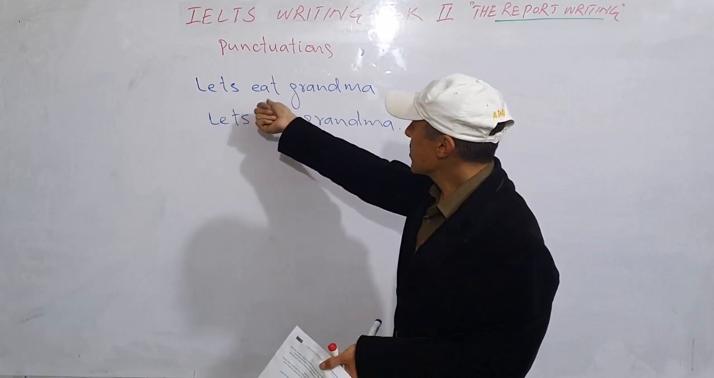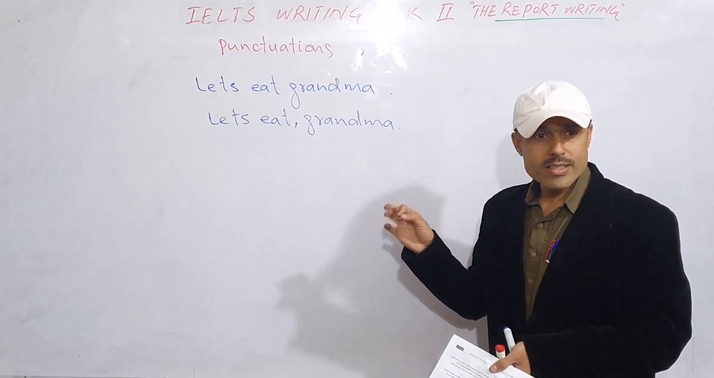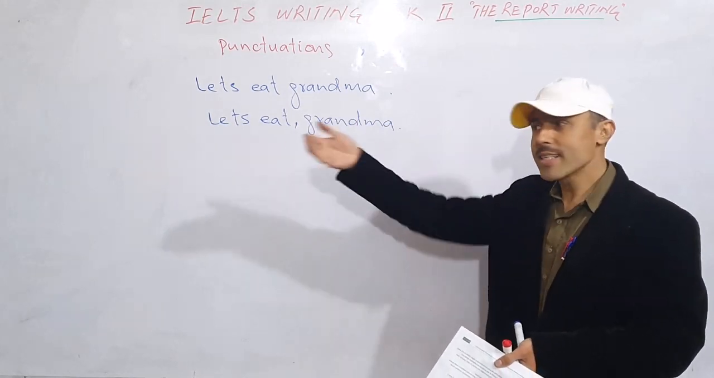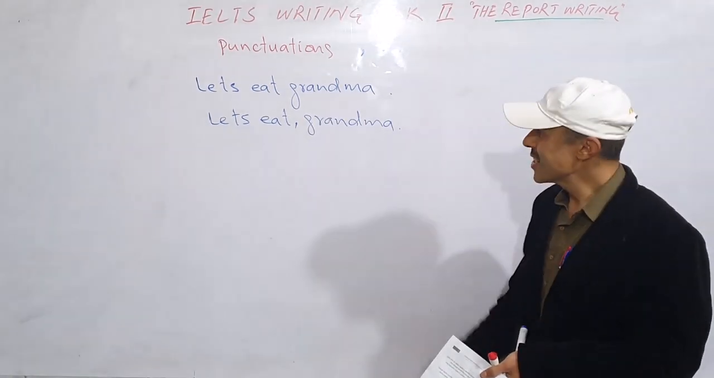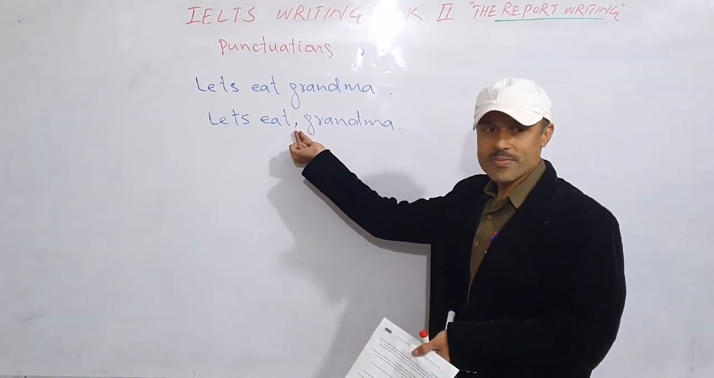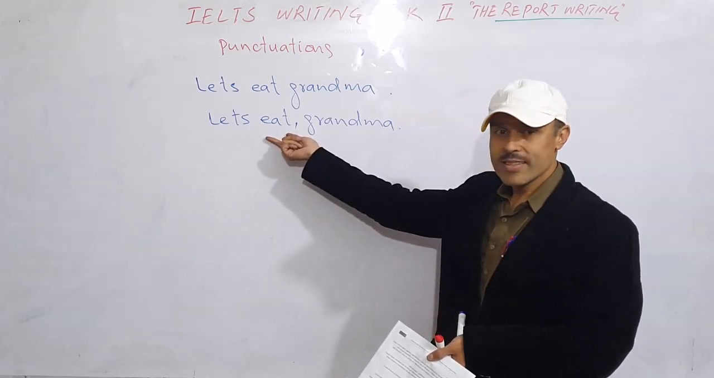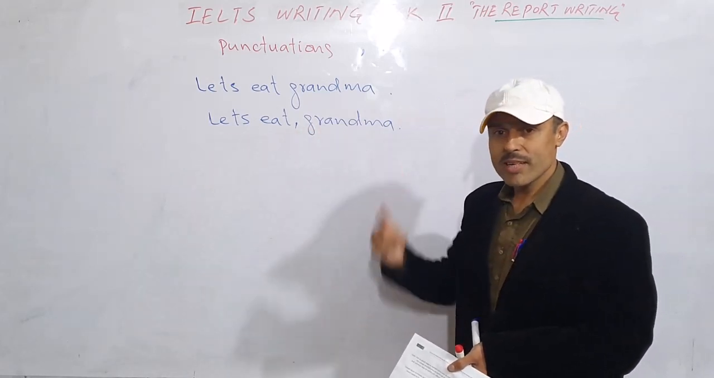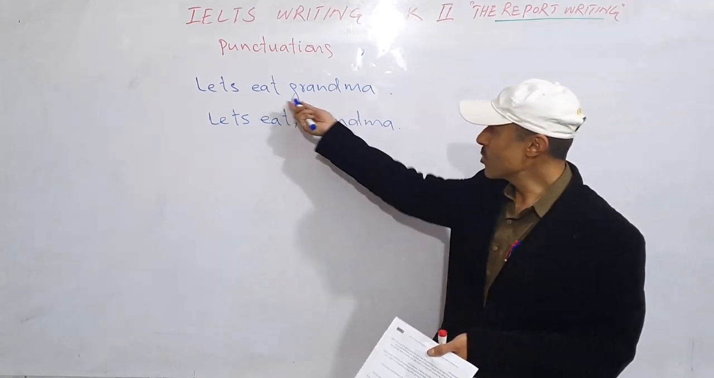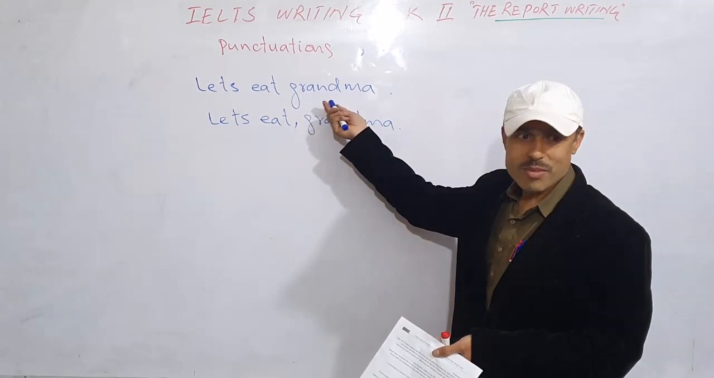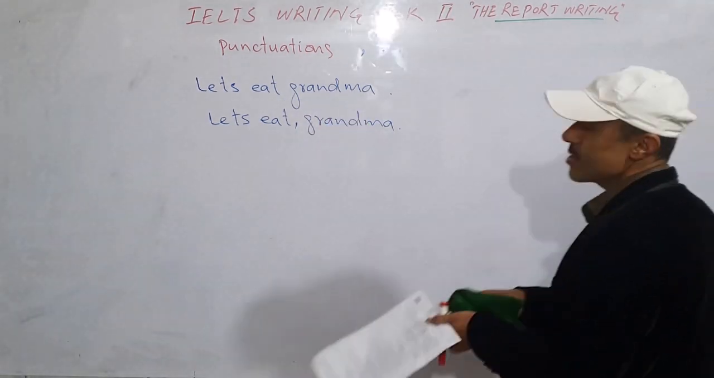If you read this sentence, "Let's eat grandma," what does it mean? It means you are eating grandma. You are inviting other people: come, let's eat grandma. With the addition of one single punctuation mark, "Let's eat, grandma," you are inviting grandma to the meal. In the other case, it would be absolutely disastrous for grandma. So take care of punctuation.